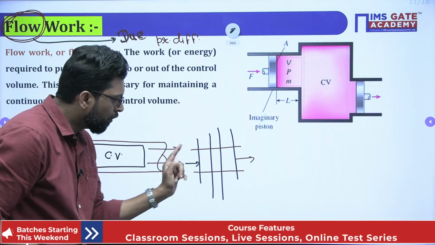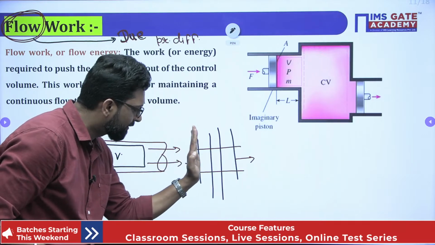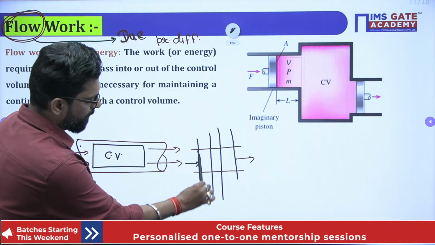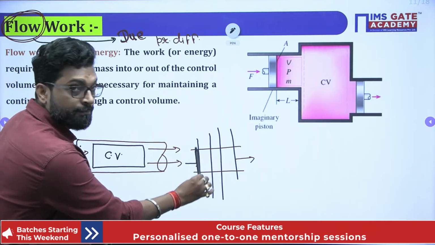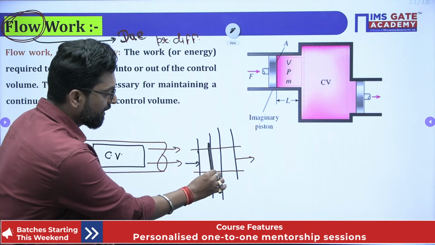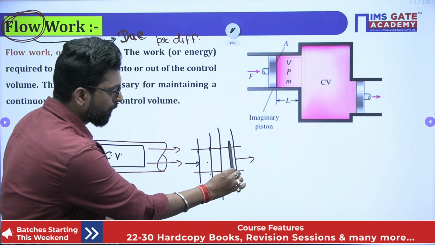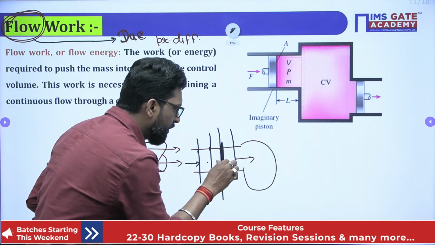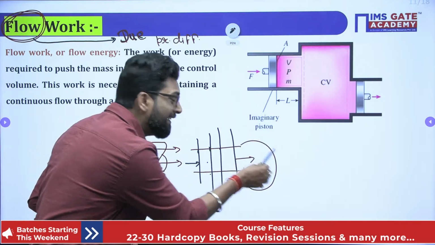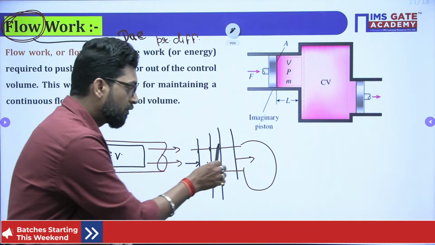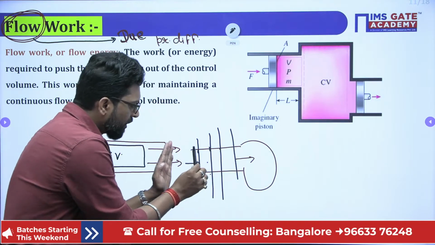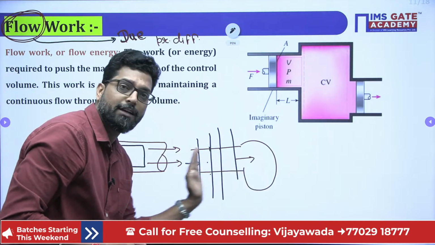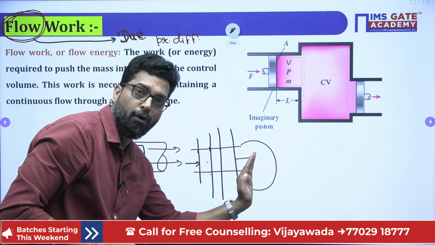Suppose this is your imaginary column of the fluid. And there is a system into which you want to enter this imaginary column. So what have you done? There must be a pressure. Without pressure, the fluid cannot flow.